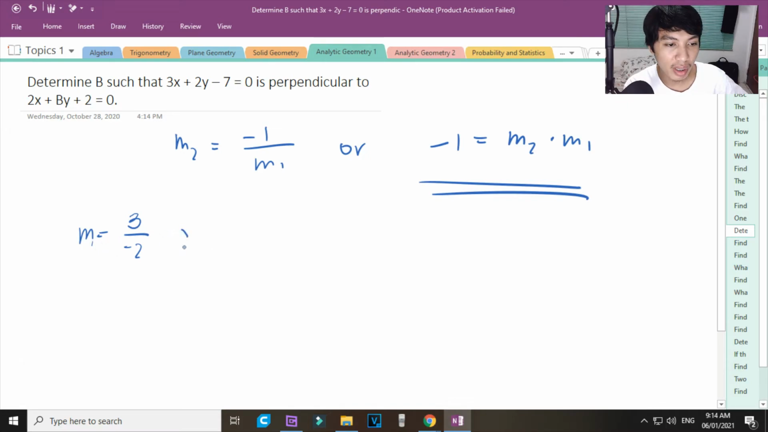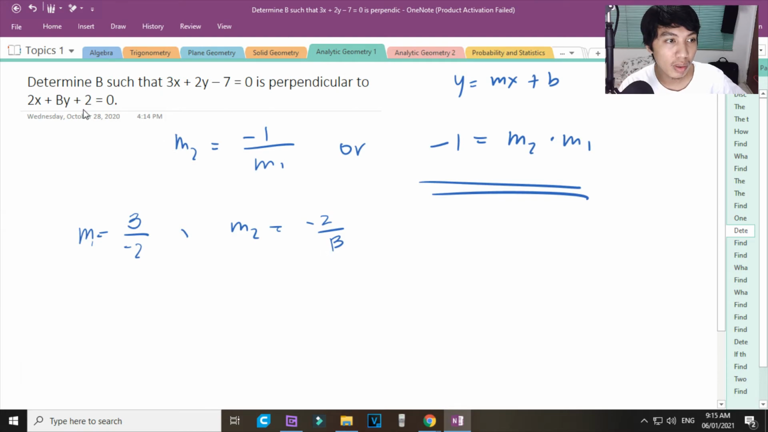M2. Tignan mo naman itong kabila. Tignan mo yung slope niya. Pag nilipat mo sa kabila yan, hanapin mo, may negative. Di ba gagawin mo ganito? Y is equal to mx plus b. Kahit titignan ko na lang, kaya ko na siyang i-solve yung slopes niya. So that is negative 2 over b. Okay, so masosolve na natin.